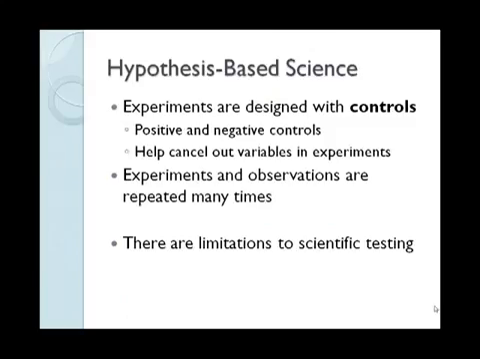An important aspect of hypothesis testing is the use of controls, which are used to compare our experimental groups. Both positive and negative controls are needed to cancel out variables and to ensure the validity of our experimental results. We'll discuss examples of these controls in our first lab exercise. Another important aspect of scientific inquiry is to repeat our experiments and observations many times. Often these repeats are conducted by different scientists in different locations. It is the repeated observations and experimental results that provide validity to the scientific process.